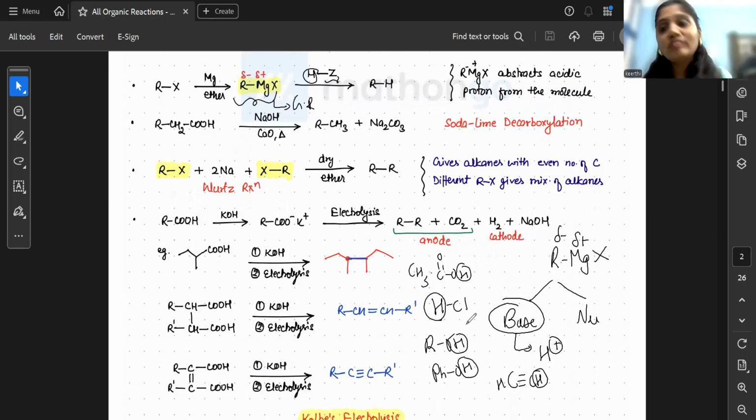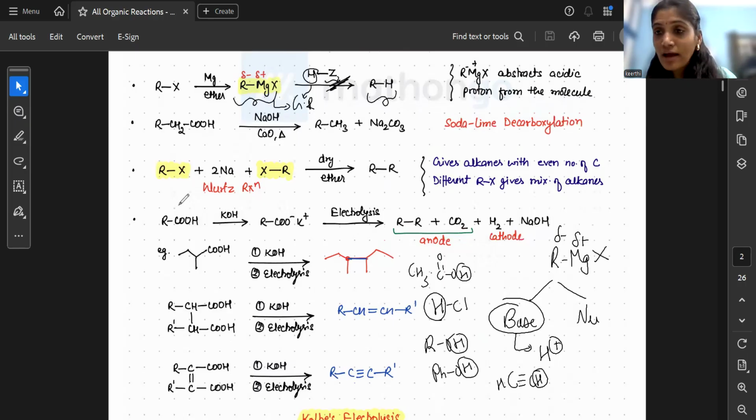Now, whenever your Grignard reagent comes in contact with these kinds of compounds, it will abstract the proton, and this Z can be anything. Z can be CH3COO, your chlorine, your RO. Z can be anything, but the only condition is the compound should have an acidic proton. This Grignard reagent will abstract the acidic proton and form the respective alkane. So RMgX, Grignard reagent, abstracts an acidic proton from the molecule. Clear with this? So from alkyl halides, I have taught you three types of reactions.